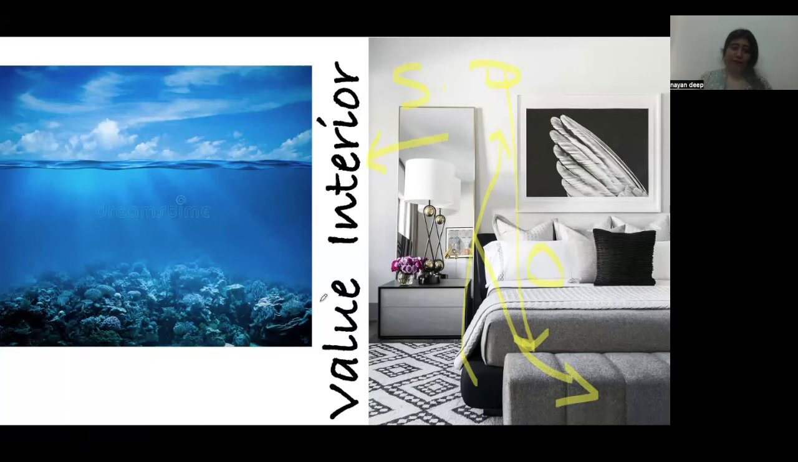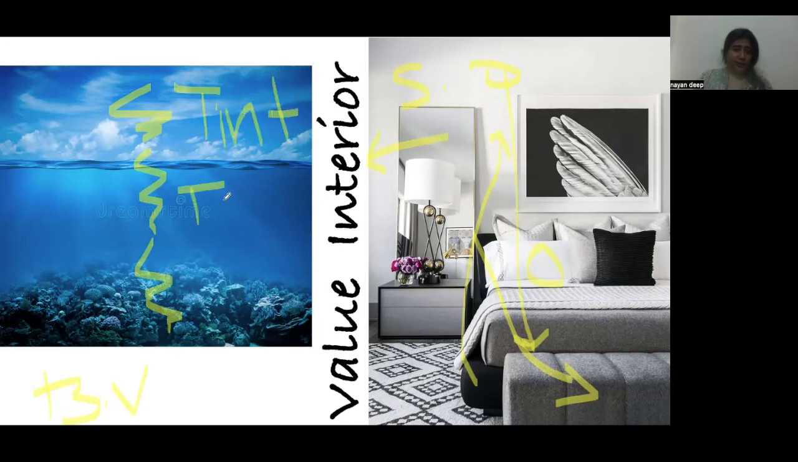The same thing is happening. This is the blue ocean based on blue value color, okay. Add white to blue, you'll get this. Add gray to blue, you'll get this. Add black to blue, you'll get this. So tint, tone, okay, let me write tint, tone, shade.